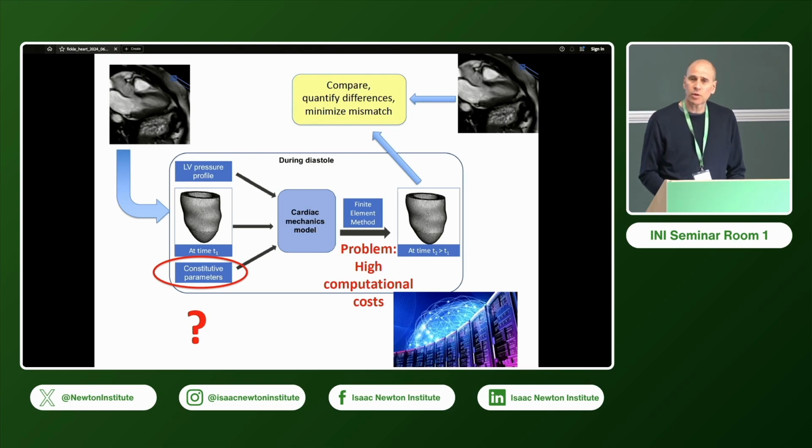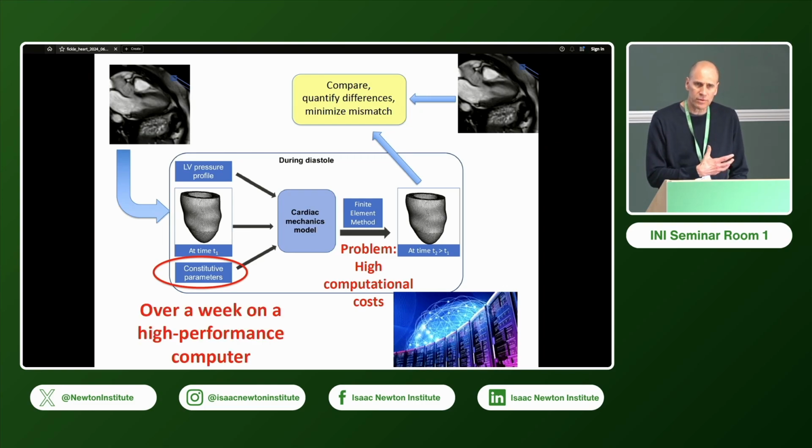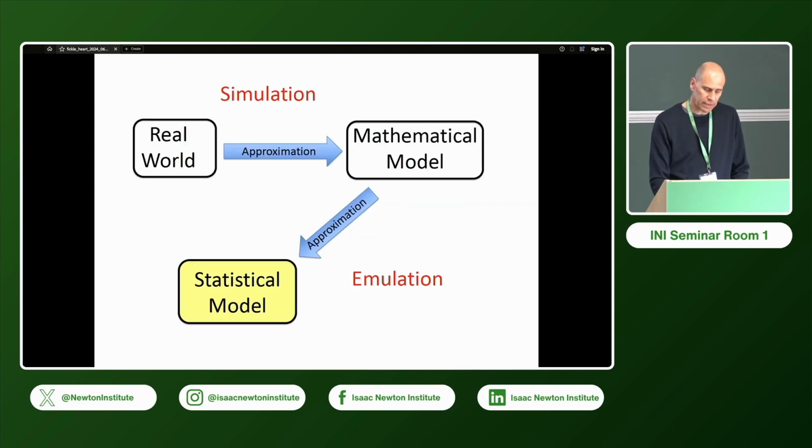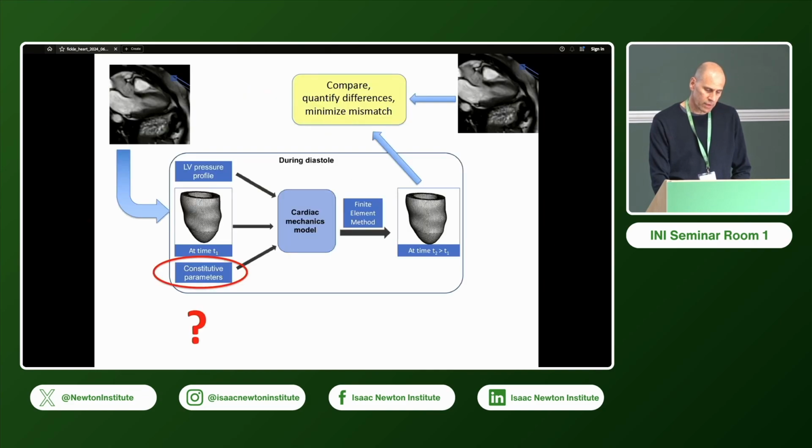The practical problem is that computational costs are high for every numerical simulation. If you run the simulator, you typically have computational times of about a week, and that is not feasible in the clinic. For that reason, we use an emulator. So we built a statistical surrogate model to mimic, to emulate the original mathematical model.